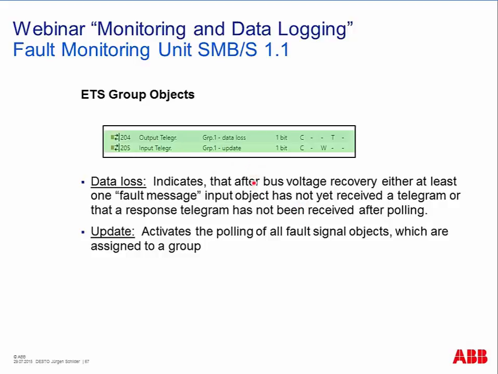And if not all input group objects receive a telegram, then we have lost some communication. So that will be indicated via data loss. So we know, oh, we do not have all feedbacks we need. And you can initiate with this communication object an update again, which means you start polling again. Maybe it was only a problem due to telegram traffic on the bus. And if this communication object data loss sends back 0, then everything is fine.